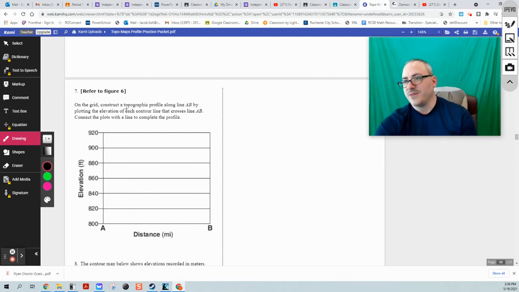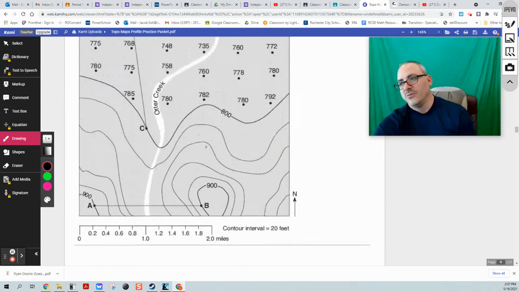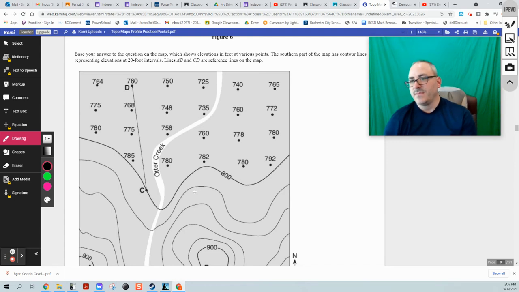On the grid, construct a topographic profile along line AB by plotting the elevation of each contour line that crosses AB. Connect the plots with a line. Alrighty then. Let's see if we can do this.